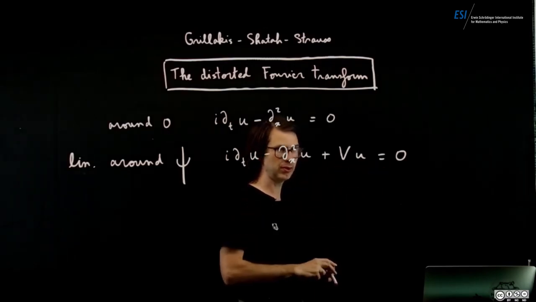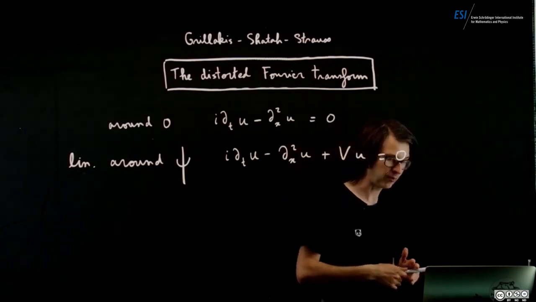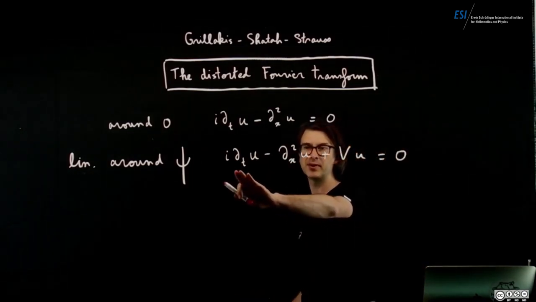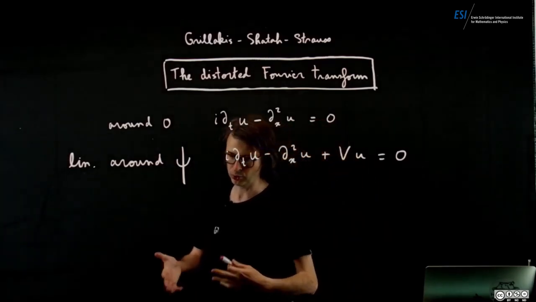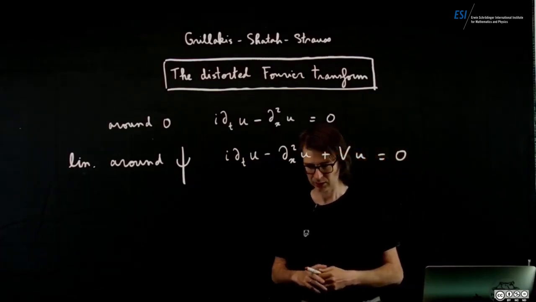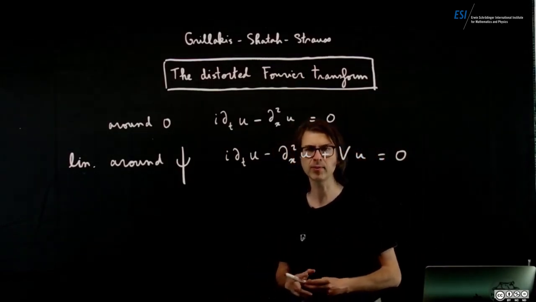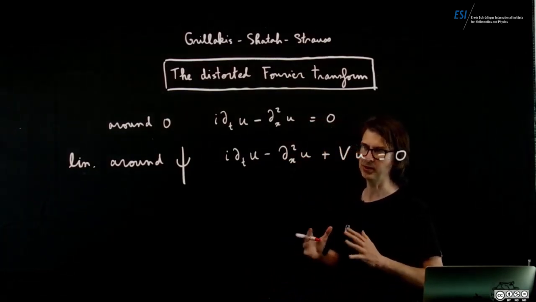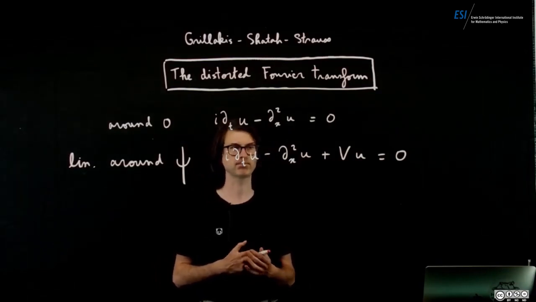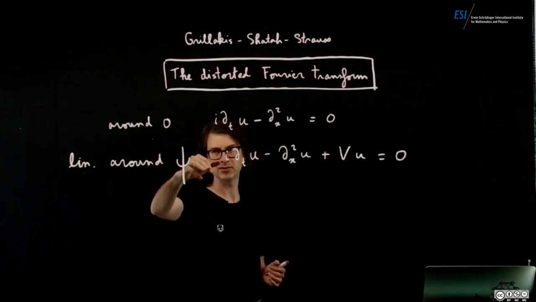involves a term with a u bar, which complicates things further. So for us, we'll be happy with studying this case, which has all the conceptual questions coming up, but which saves a bit of the technical difficulties. So these are the linearized problems around zero and around the soliton.